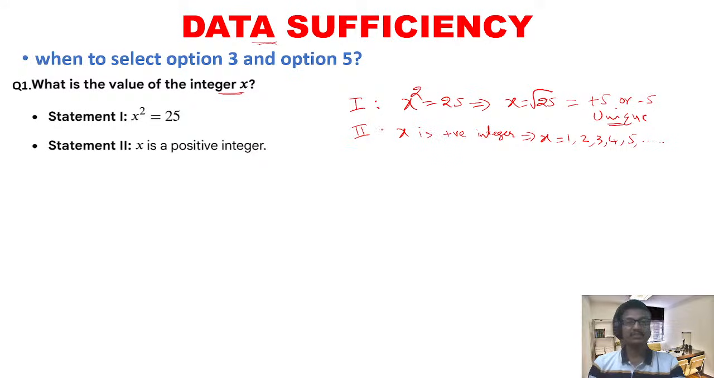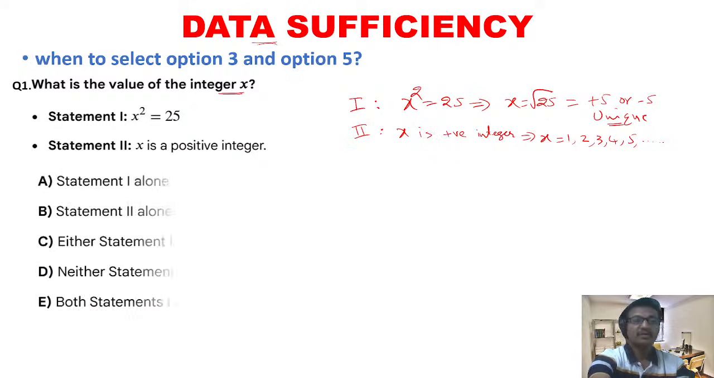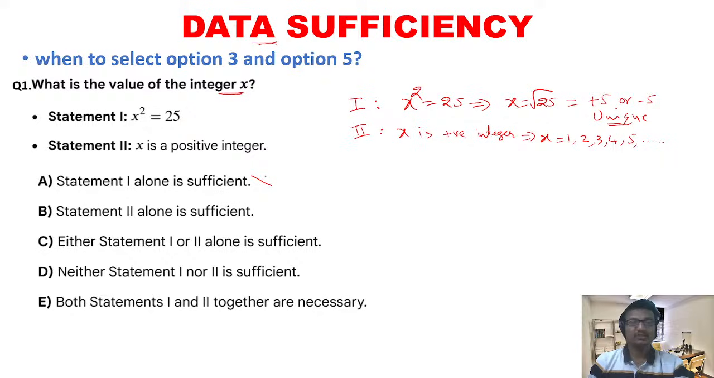So that means this option is violated, and this option is also violated. These two alone cannot provide the answer. Now let us combine these two, and see whether statements 1 and 2 combined together will provide an answer or not.